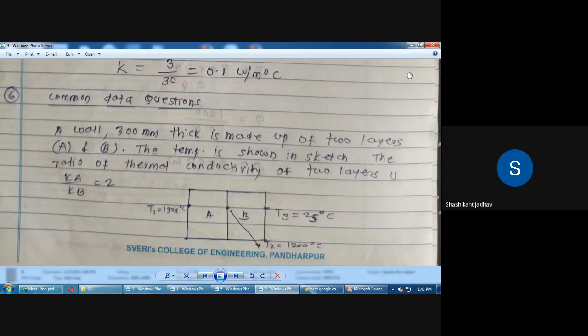Understood or not? We have to write down the Fourier's law for the layer A, and then we have to write down the Fourier's law for the layer B, and heat transfer from the layer A and layer B is same. So we have to equate the equations of QA and QB. So by equating the equations of QA and QB, we get the value of LA by LB, that is the ratio of thickness of the two layers.